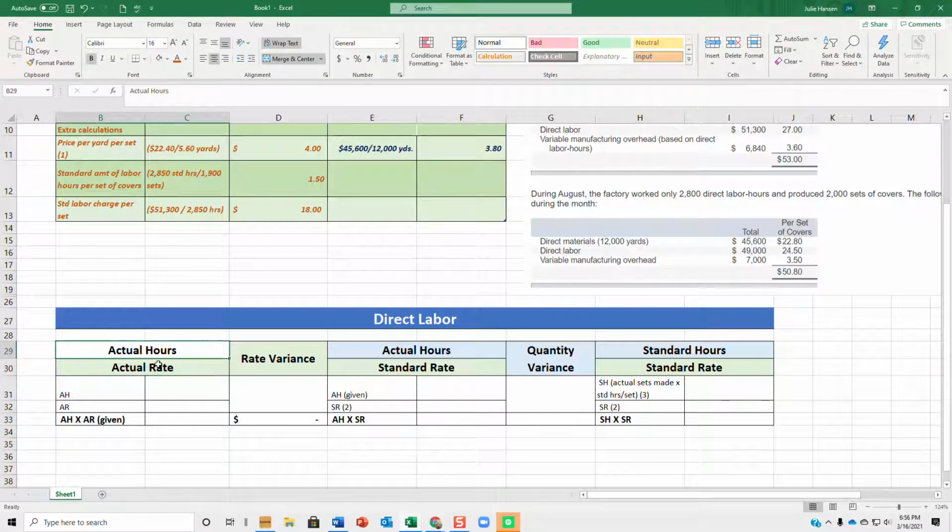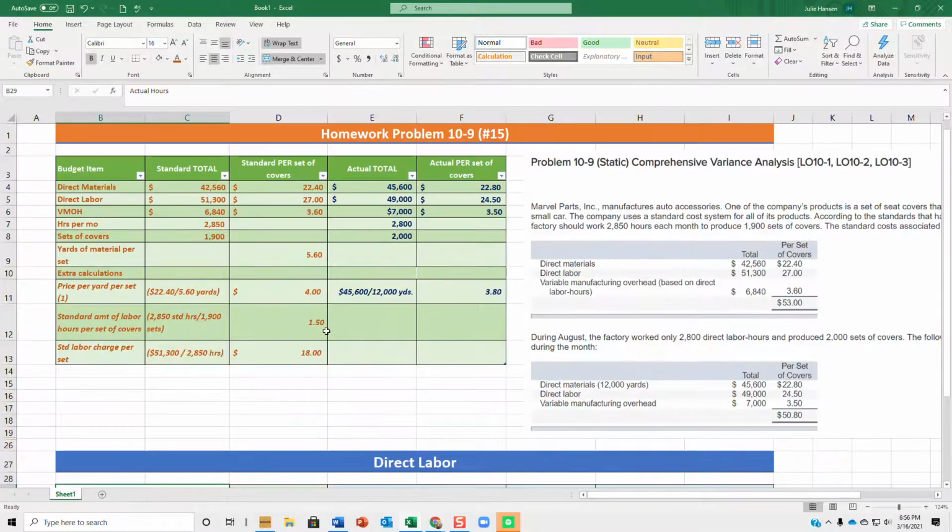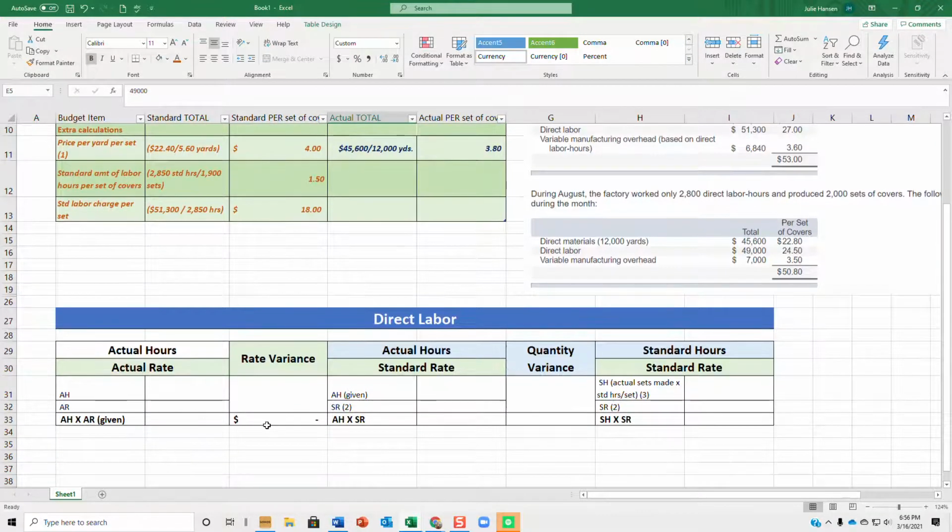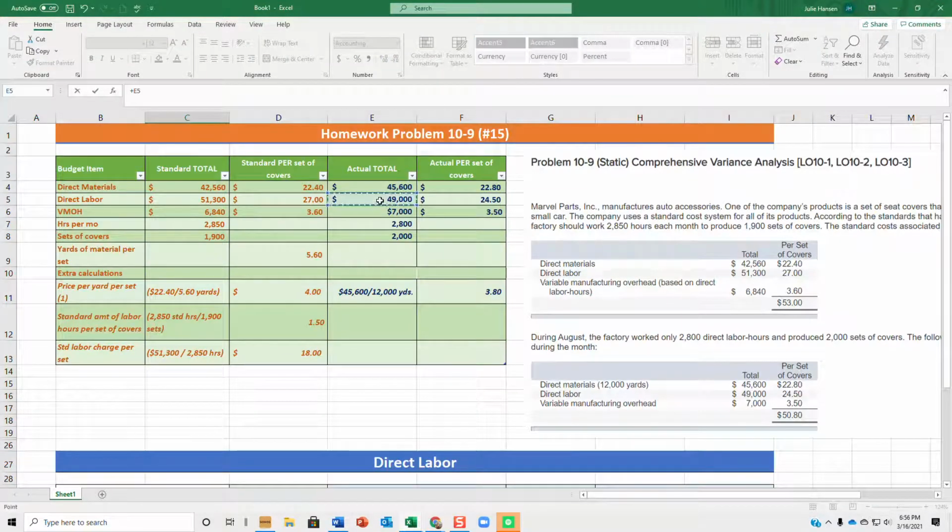And the first thing that we're going to start with are actual hours and actual rate, which is what they gave me right here, 49,000. I don't really have to do anything. I'm just going to type that in. Well, actually, I'm not going to type that in there. I'm just going to reference it.